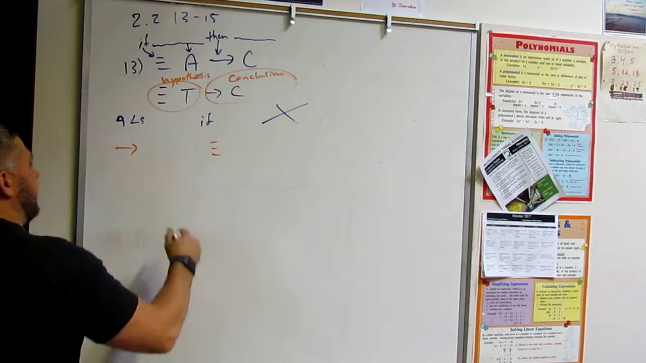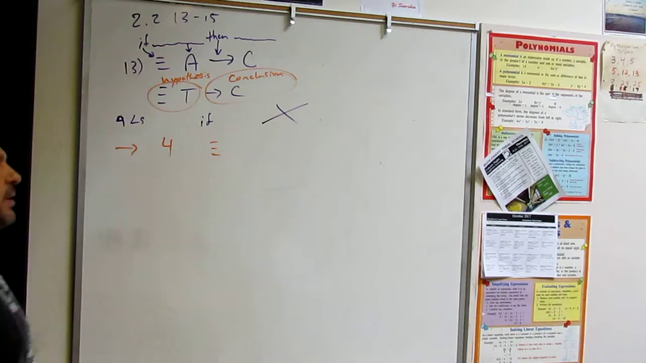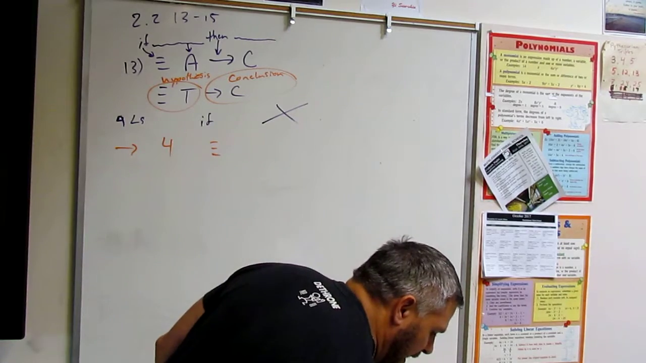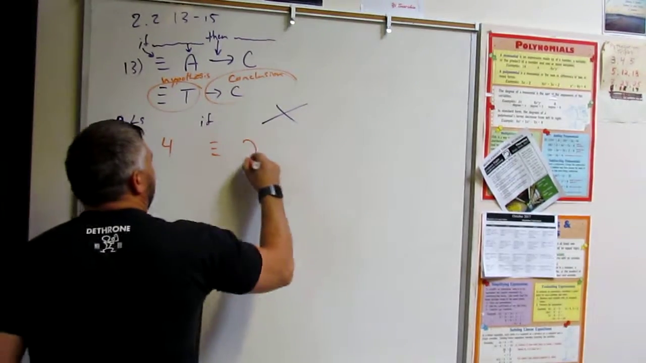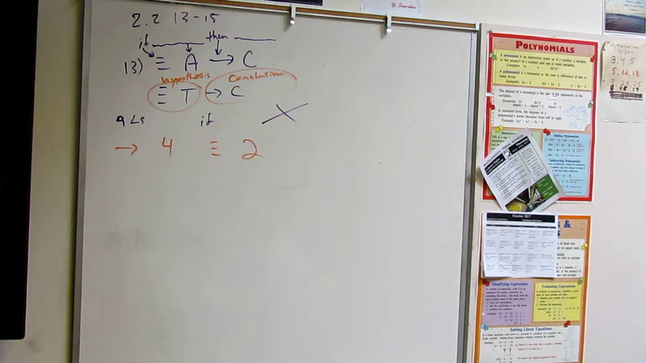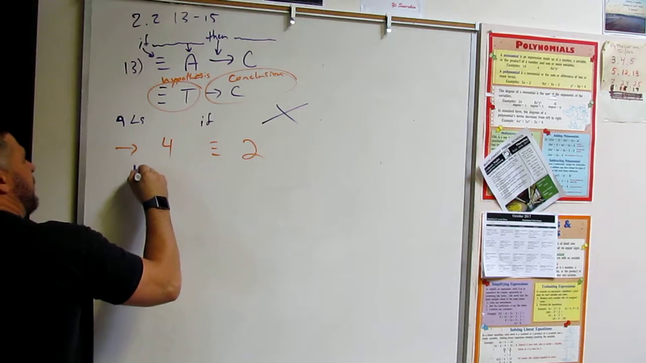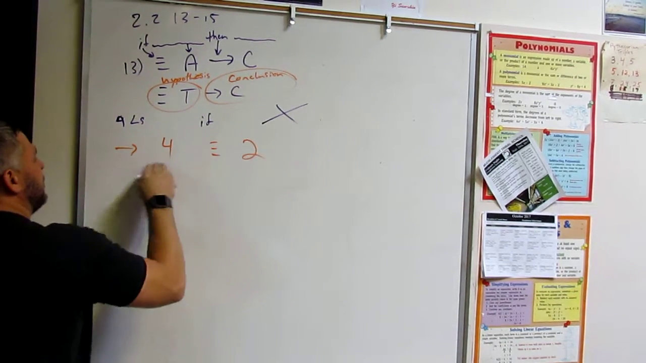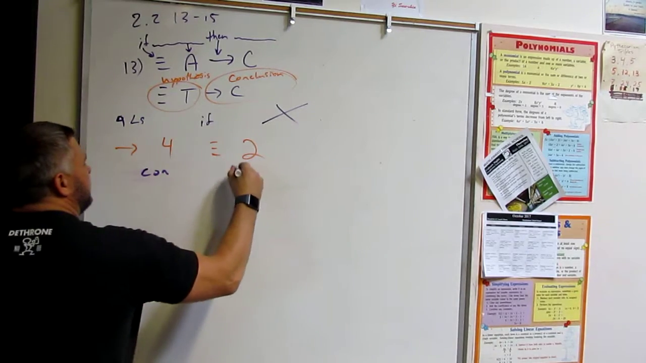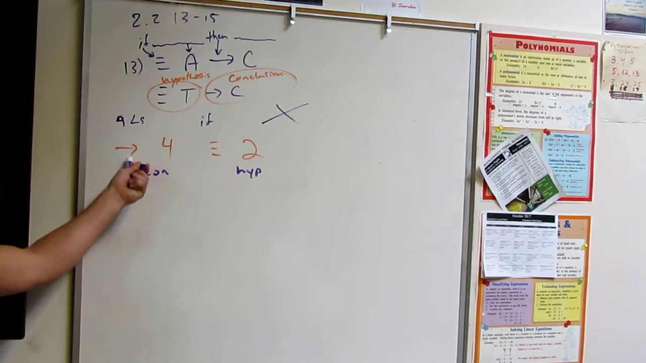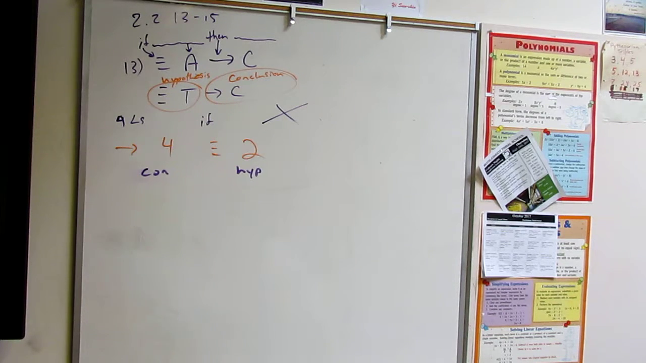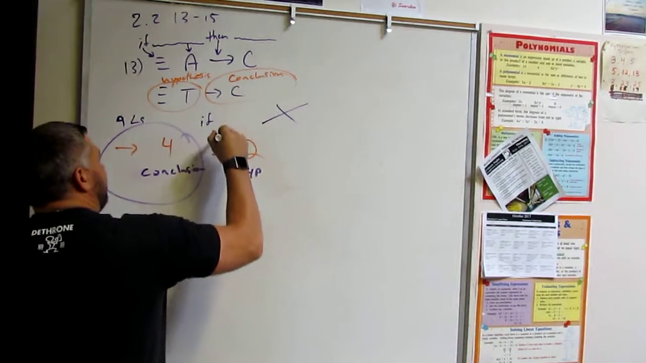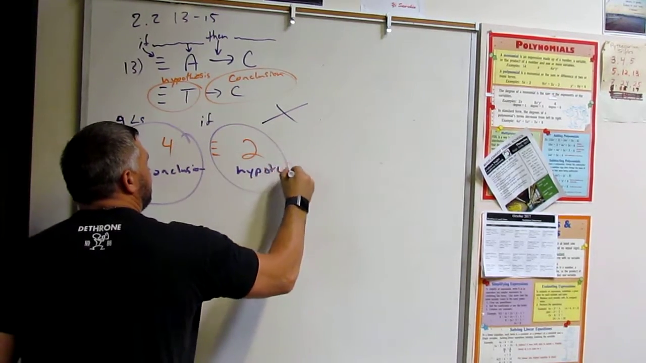Like in this one, they said then 4 angles are formed if 2 lines are intersected. If 2. Okay? So what they're saying is this is your hypothesis, and this is your conclusion. Sorry. And this is your hypothesis. Because that's your then statement. The then came first. Whenever you see then, you think conclusion. Whenever you see if, you think hypothesis.